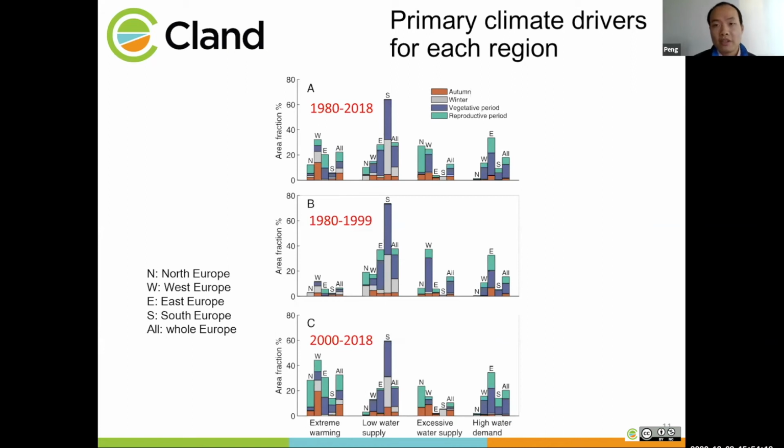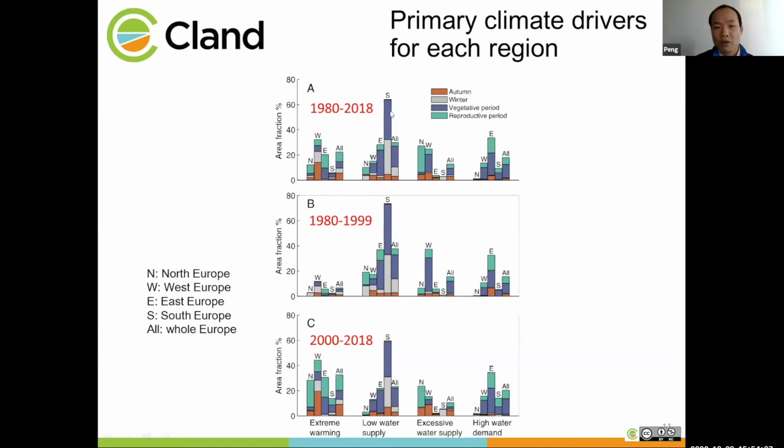And we can also find a distinct spatial pattern in the yield shock driven by low water supply, because in the relatively dry and warmer areas like South and East Europe, the yield shock is mainly driven by low water supply, relative to North and West Europe.